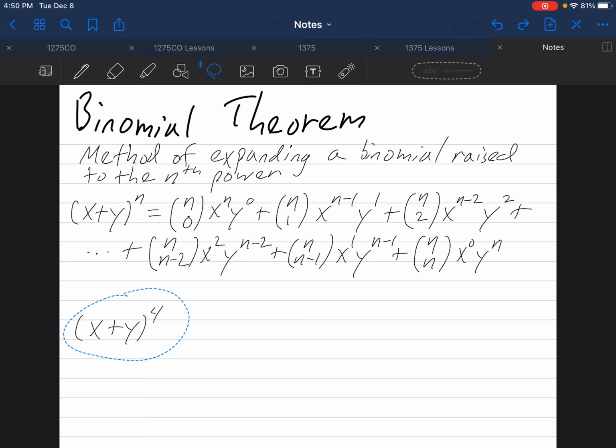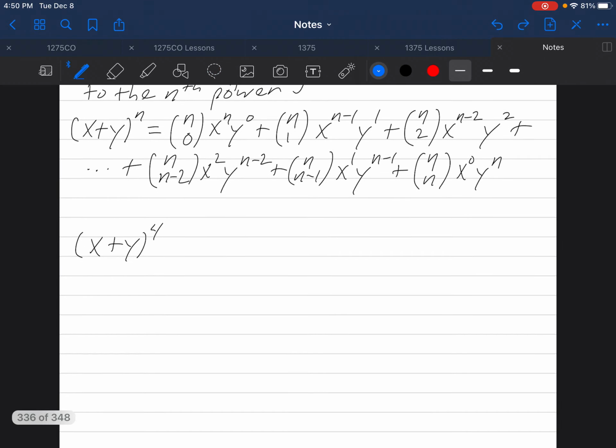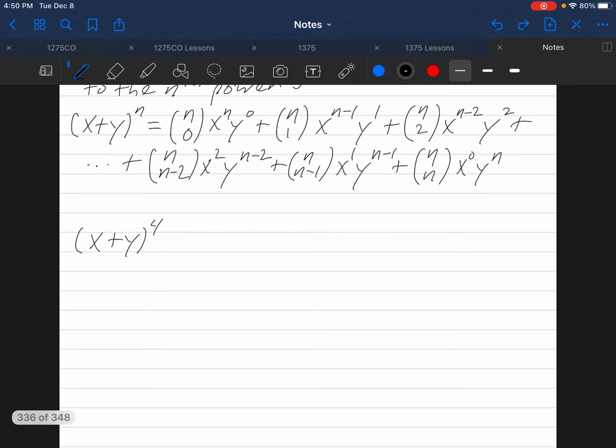So let's take a look at x plus y to the 4th power. We did that already, but let's take a look at how this is going to go. We're going to start with n equal to 4 because that's the exponent here. That's going to be 4 choose 0, x to the 4th power, y to the 0 power, plus 4 choose 1. Again, we are taking this bottom number, this choose number, increasing it by 1. We're taking x, which was to the 4th power, now decreasing by 1, going to the 3rd power.